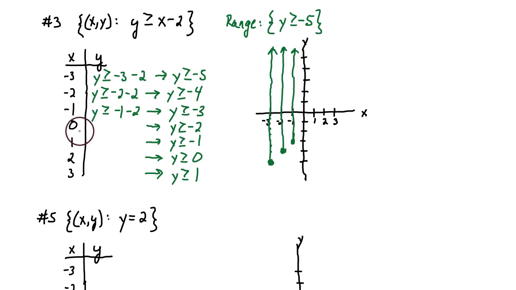Next row, when x is 0, y is greater than or equal to negative 2. That closed dot is right here. And then draw upwards, tracing over the y-axis with an arrowhead.